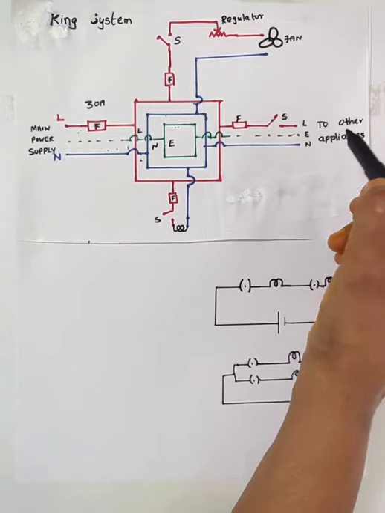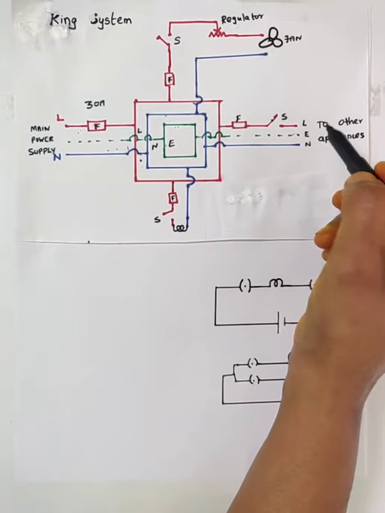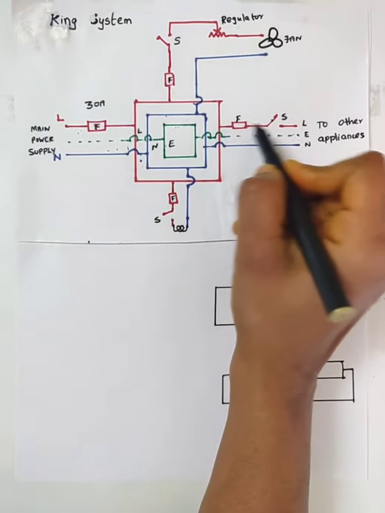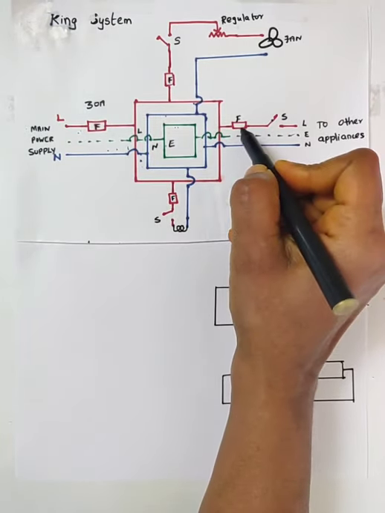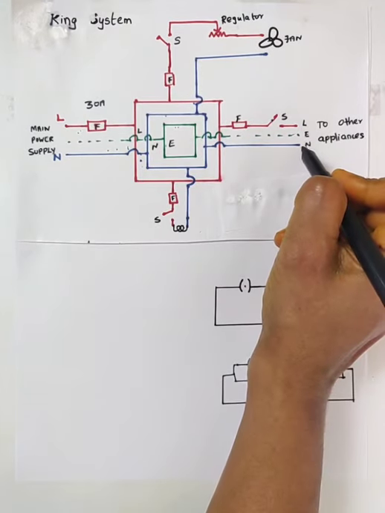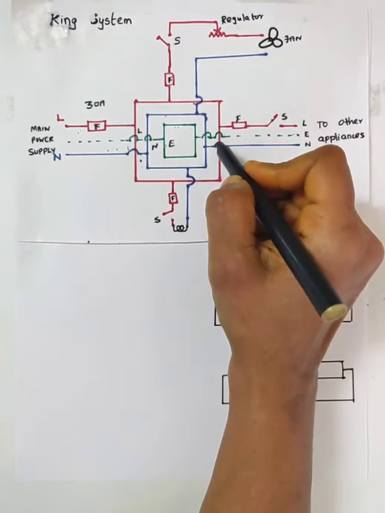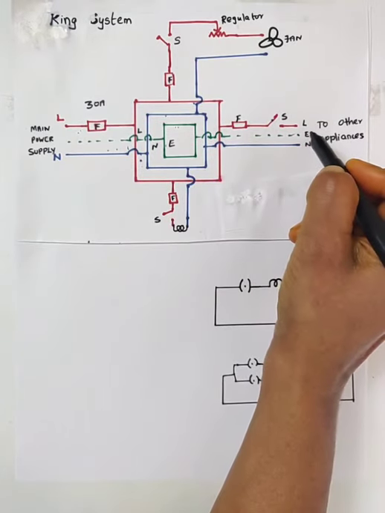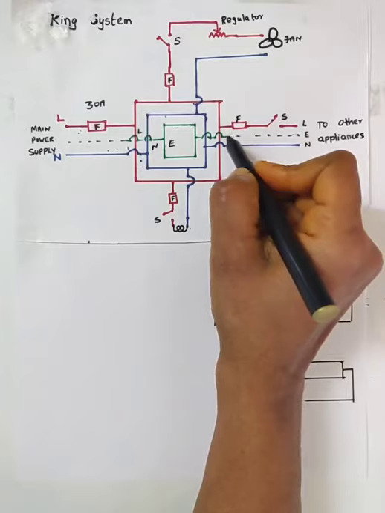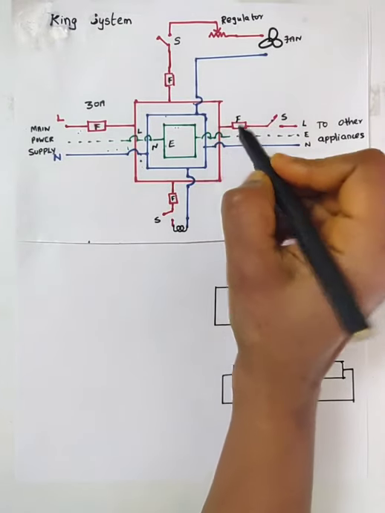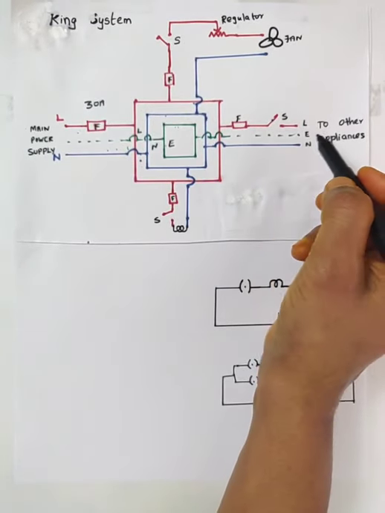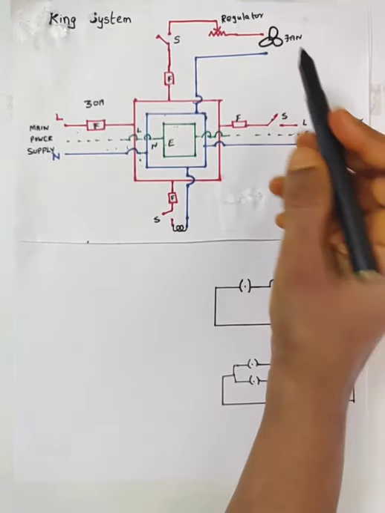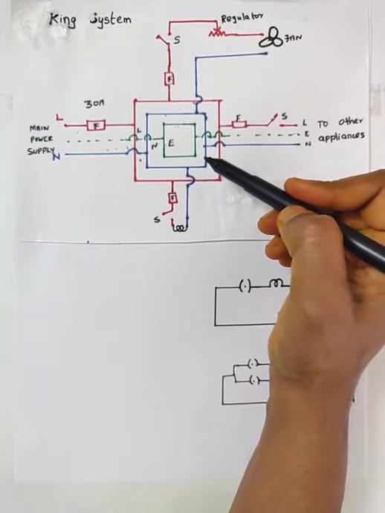Suppose you want to connect an appliance that has a 3-pin plug. Then one terminal of the appliance is connected to the live wire through a separate switch and a separate fuse. The other terminal of the appliance is connected to the neutral wire directly. The metal covering or the earth terminal of the appliance is connected to the earth wire. This is the way the appliances are connected in the ring system. That is, each appliance is connected separately to the ring system of wiring.